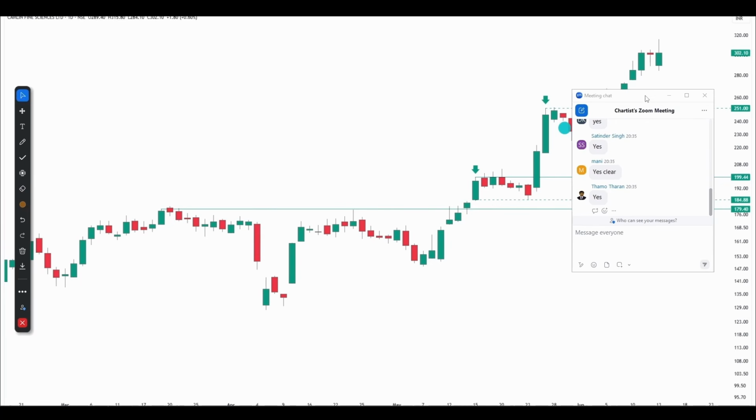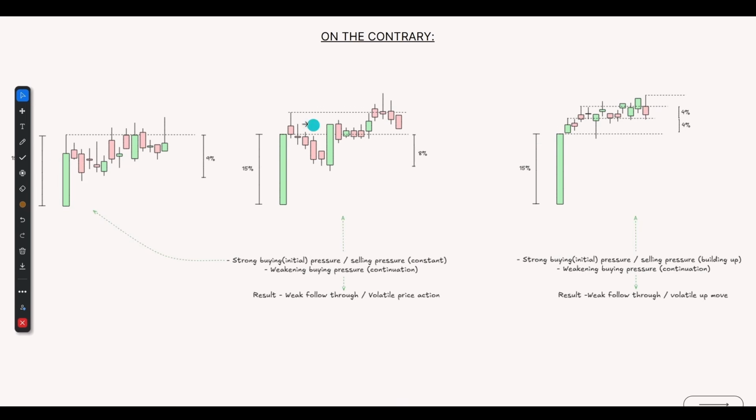Okay, so let us move on. Now, on the contrary, these are the kind of contraction structures that we should avoid in any kind of market. Now, this is your another 15% breakout candle. And this is the kind of contraction that we do not want in our setups, where there is no clean price action after the breakout candle.